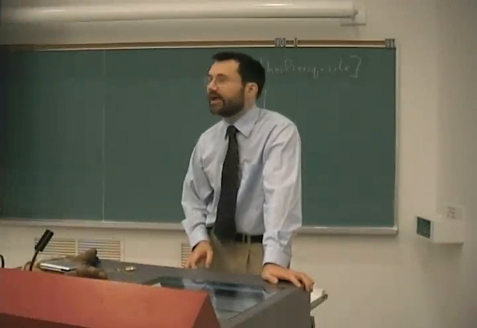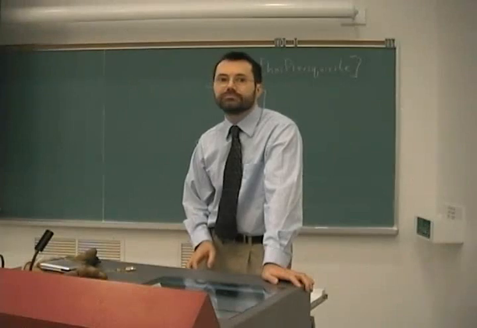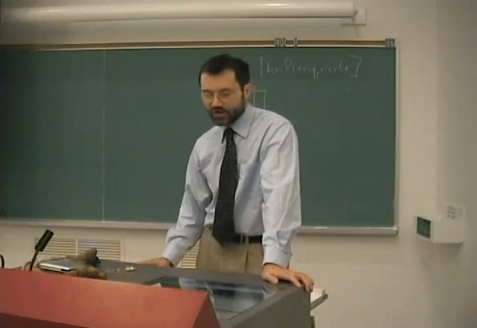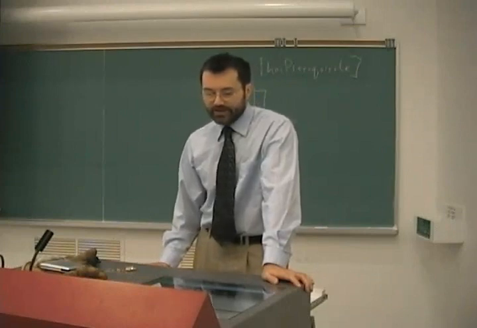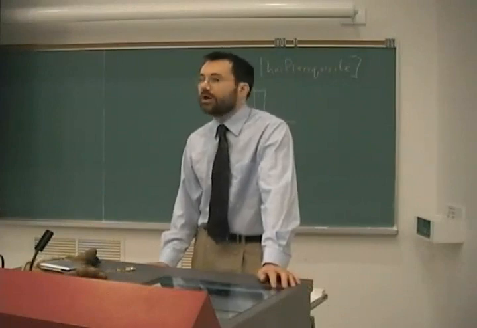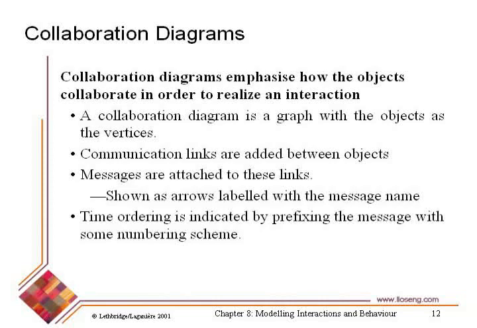Any questions about this syntax? Okay, so they emphasize how objects collaborate to realize an interaction, as opposed to all the time dimension. Sequence diagrams show the time dimension heavily, whereas when you glance at a collaboration diagram, you're seeing objects and lines between them. That's what dominates your visual field. And so you're seeing the collaborations. And the actual messages are sort of attached to these lines. Okay, the objects are vertices and the lines are the collaborations then.